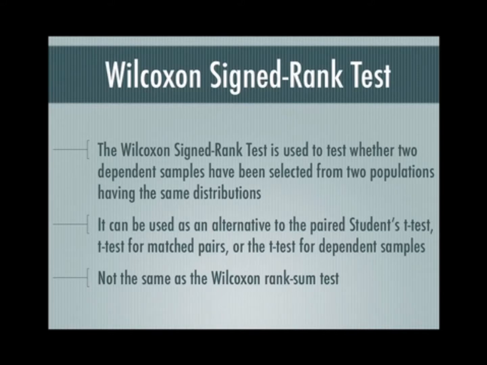The Wilcoxon signed rank test is not the same as the Wilcoxon rank sum test, although both are non-parametric and involve summation of ranks. To execute a problem using the Wilcoxon signed rank test, you must go through 5 steps. In order to illustrate this to you, I will use the following example.